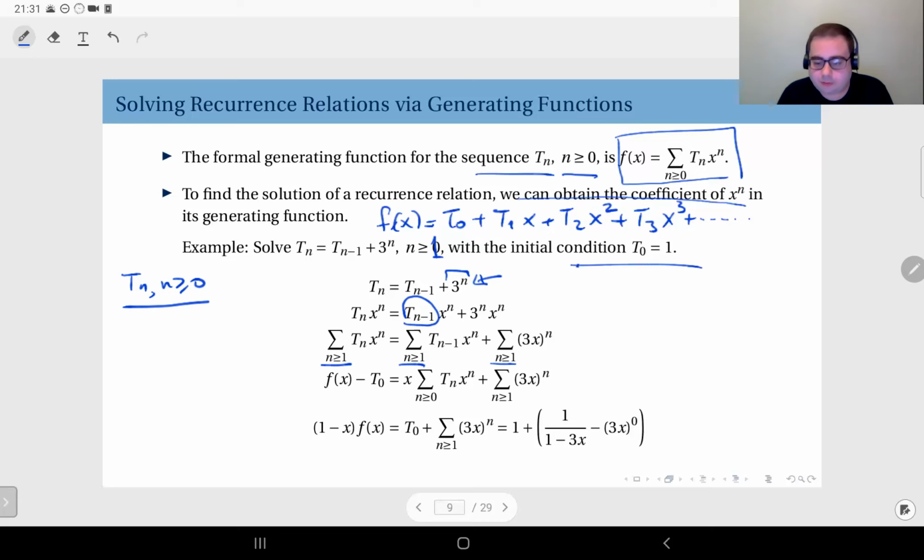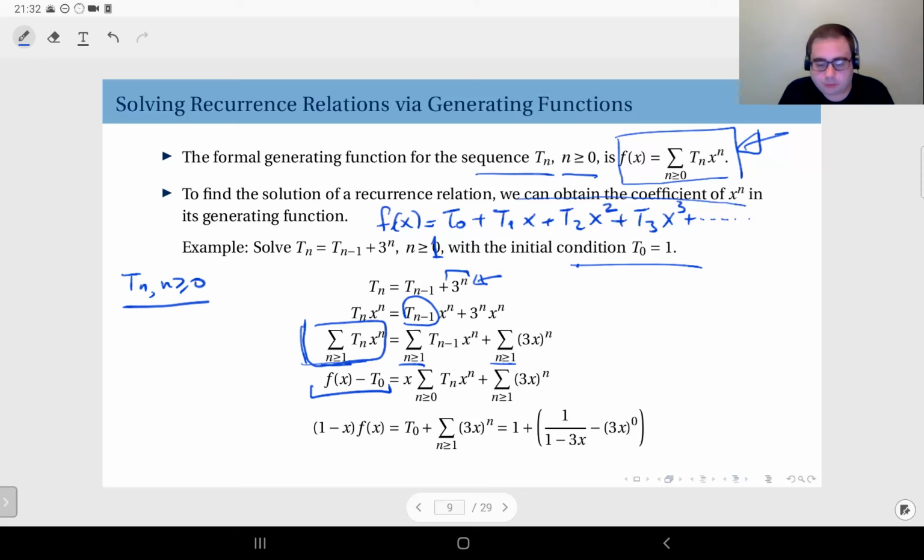Okay, so my generating function definition is here. Of course, the sum starts from 0, obviously. Therefore, this term here is equal to the generating function except for one term. It's just missing a single term. That is for n equals 0. Okay, so therefore this left-hand side is equal to the generating function minus the term for n equals 0, which is t0 times x to the power 0, which is just t0.